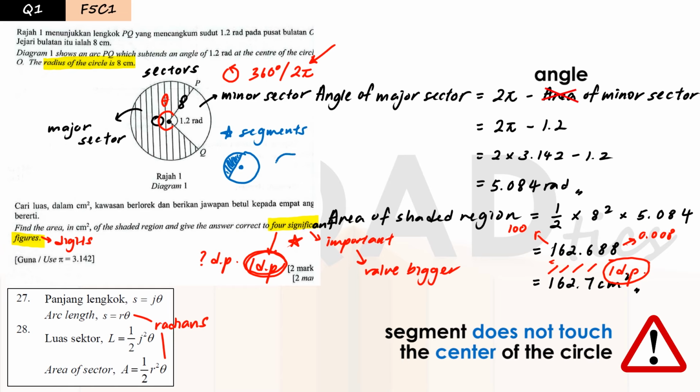Let me give you another example. Let's say the center of the circle is here, and the line that I've drawn doesn't touch the center of the circle, but the area here includes the center. This is also called a segment because the line here does not touch the center of the circle. So this is the main difference between sectors and segments. For sectors, the lines touch the center, but for segments, they do not touch.